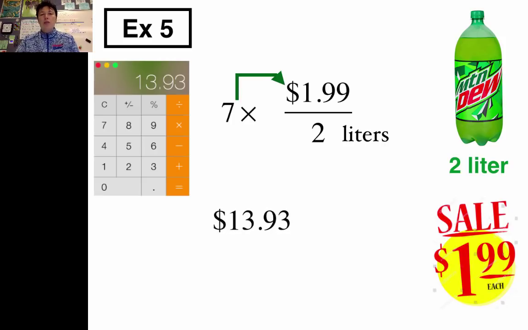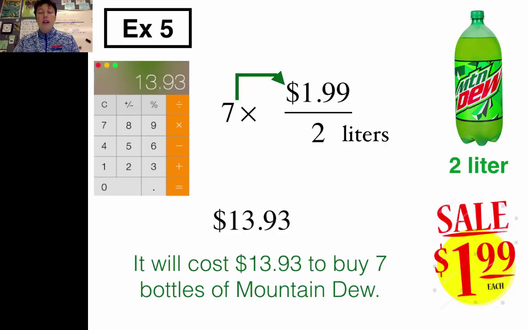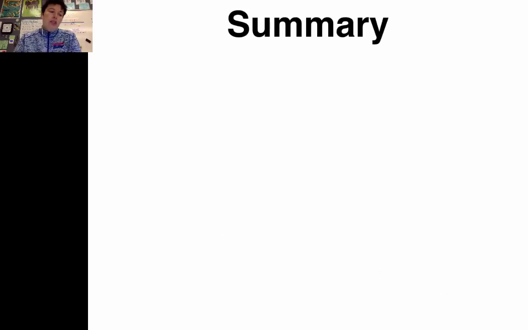So it will cost you $13.93 to get your 7 bottles of Mountain Dew. And 7 bottles, if they're 2 liters, is 7 times 2. That's 14 liters of Mountain Dew. You must have a lot of friends coming over to drink that much. 14 liters, wow. Okay, guys, so let's just do a quick summary to kind of wrap up this video here.